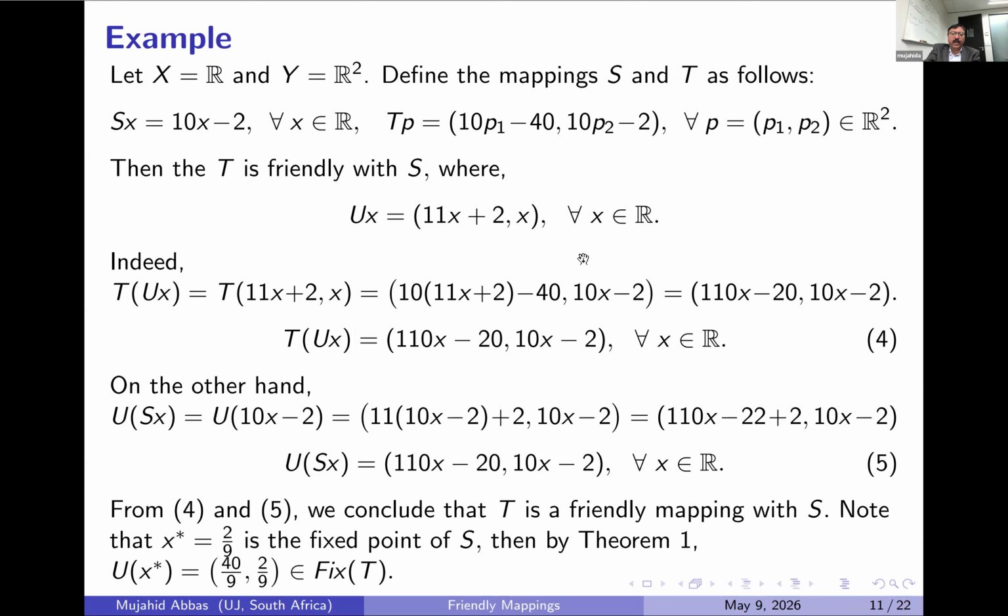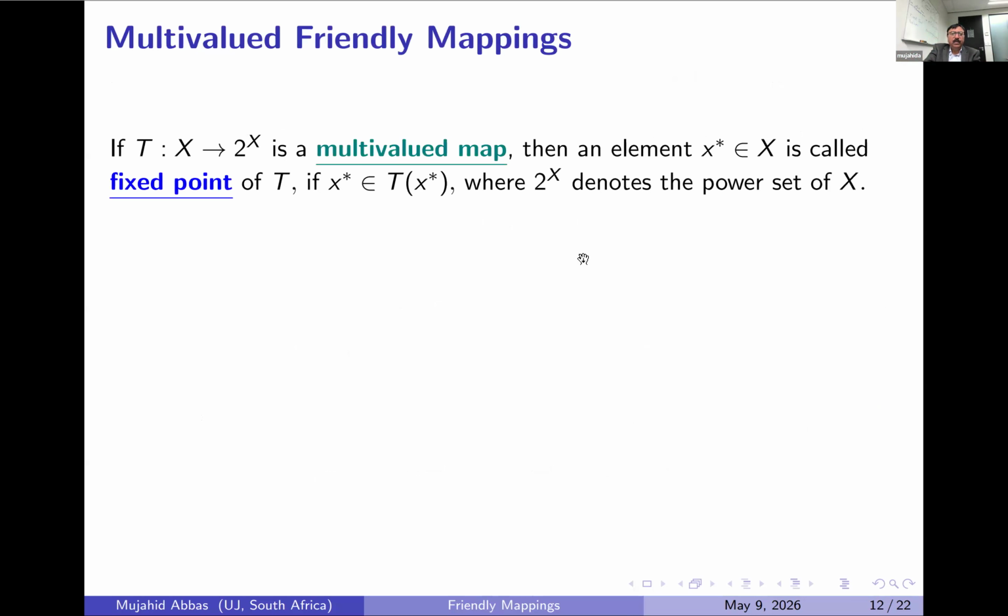So these are the friendly mappings, and the mapping u really plays the role of a friendship. That is something which connects the space from R to R square. Now I move towards the second part of my talk, where we discuss a multi-valued friendly mapping.